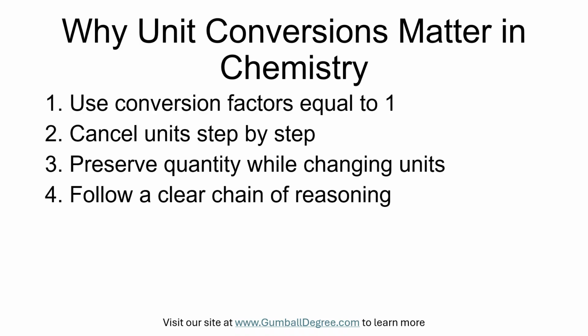In chemistry, this means using conversion factors that are equal to 1, like 100 centimeters equals 1 meter. So multiplying by that factor does not change the amount, but changes the unit. The process shows how to cancel units step by step, which helps students follow a clear chain of reasoning from a starting value to the needed result.